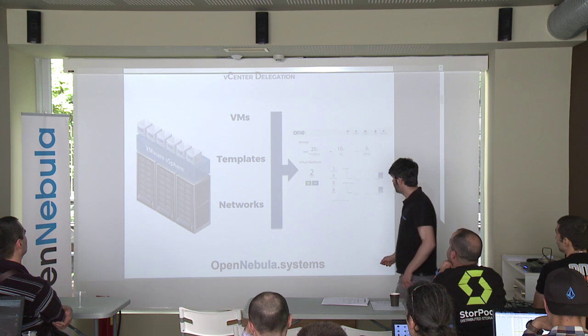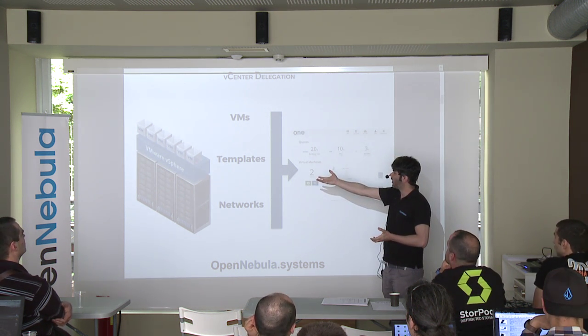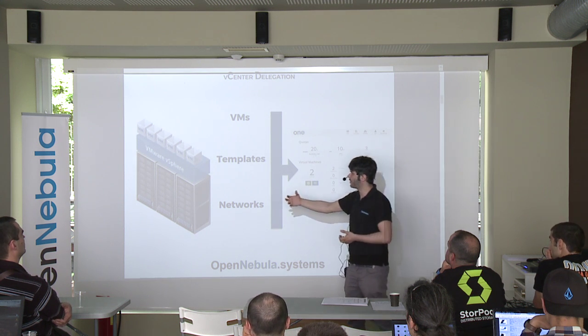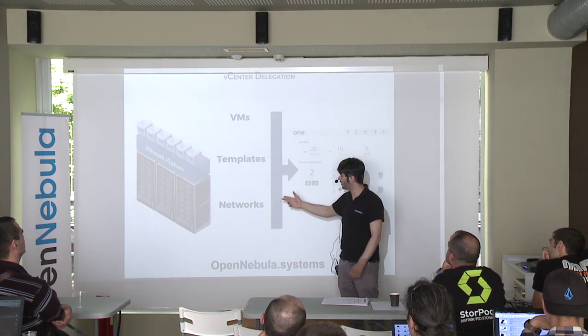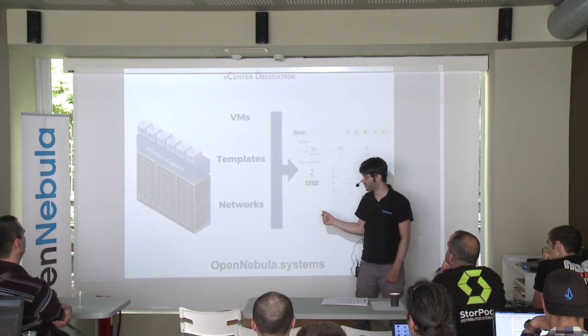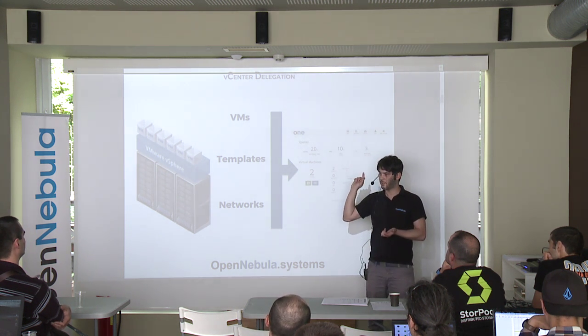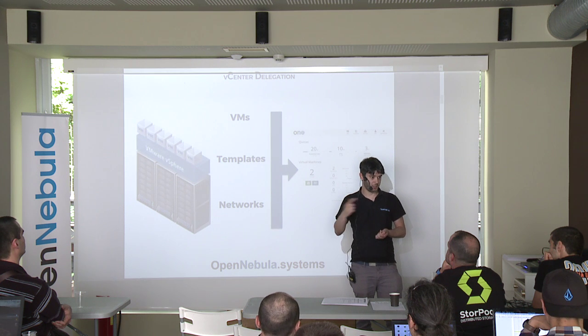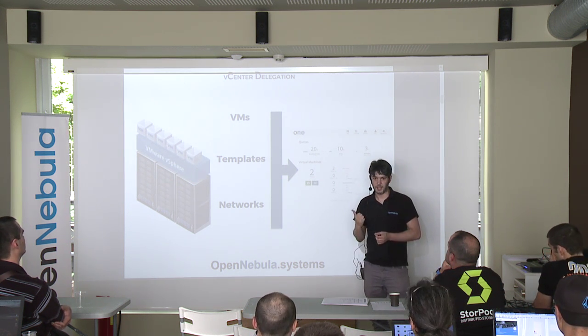So in vCenter, what you do is import the resources that you already have in vCenter into OpenNebula. So you import VMs, you import templates, and you import networks. That means that when you want to create a network, you have to go to vCenter, create the network, and then import it in OpenNebula. Why did we do it like this?